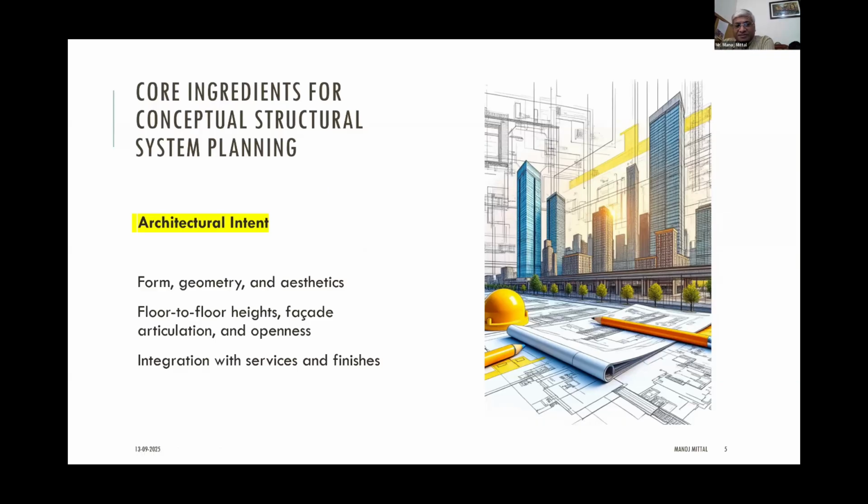So I also discussed the core ingredients for conceptual structural system planning. I discussed that architectural intent is probably the foremost and the most important thing: what kind of form it is, geometry, aesthetics. Basically, here we need to interact with the architects and other civil engineers who are planning the building. So we need to understand and keep the architectural intent in mind, whatever we do in conceptual planning.